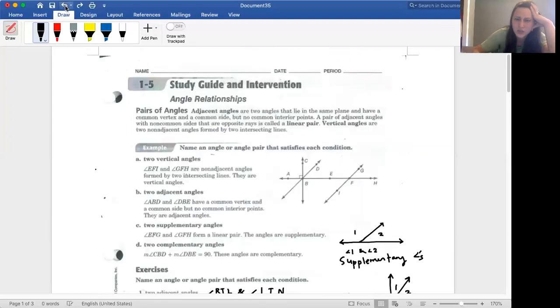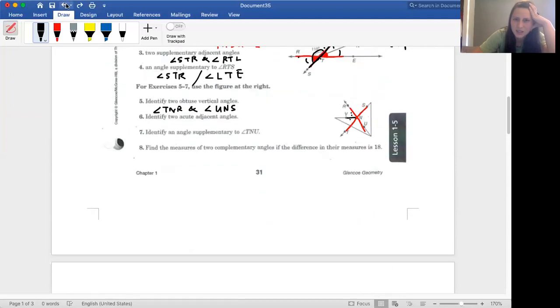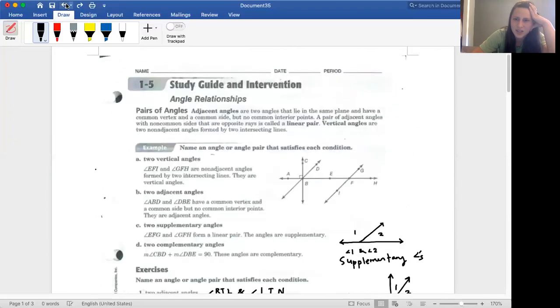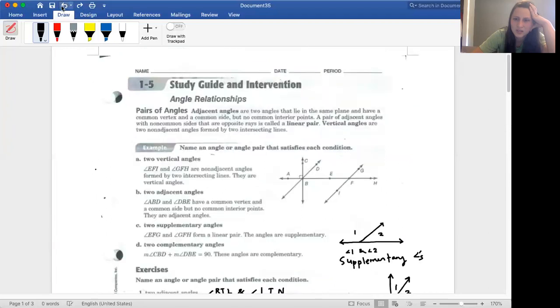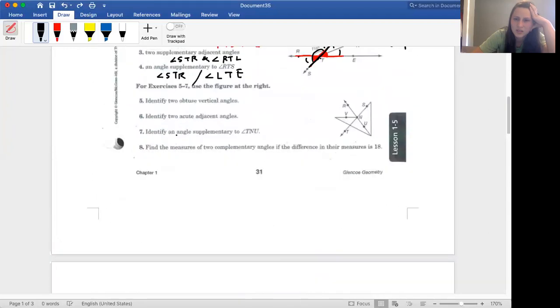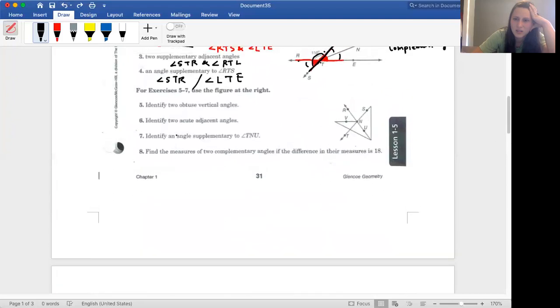And maybe because I drew on it, it's kind of hard to see the lines. Let's see if I can erase those lines. Almost there. Let me erase those. Oh, yeah, that's right. Two acute vertical, sorry, two acute adjacent angles.